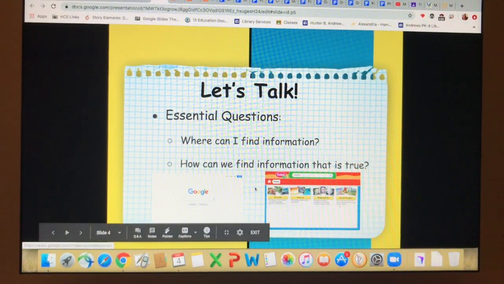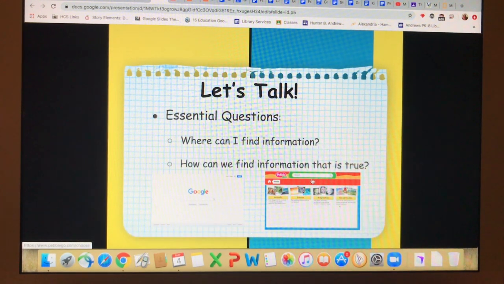And the reason that I want to use PebbleGo though is because it's for kids. It's definitely fact checked. People go back and make sure that all the information is true and correct. So when your librarians or your teachers use it to teach you information, they know they're teaching you the correct and true information. And it's safe. So that's another good thing about it.